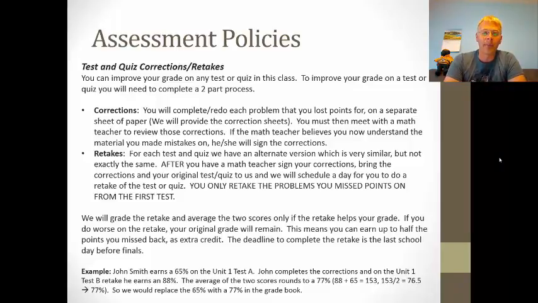So you can see the example below. If you got a 65 on the test and 88 on the retake, we average those two, and the 65 goes up to a 77. That's 12 extra credit points there for doing the corrections and getting the retake. Now notice, if you do worse on the retake, it's not going to help you. It won't hurt you. We won't count it against you, but you actually have to learn the material and do better on the retake to earn those points.